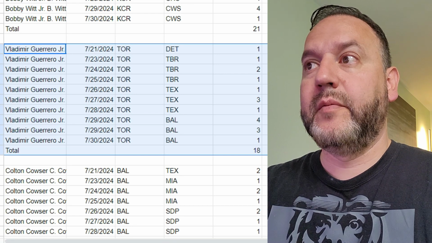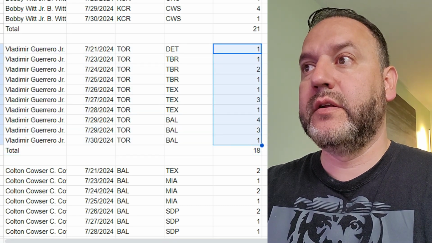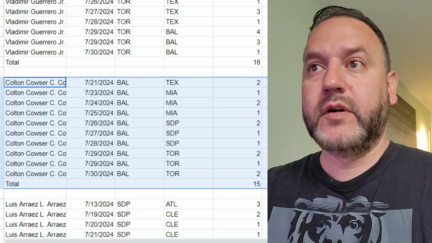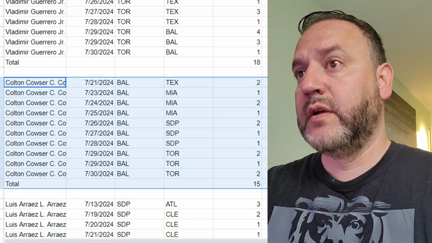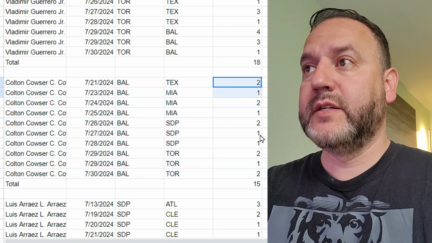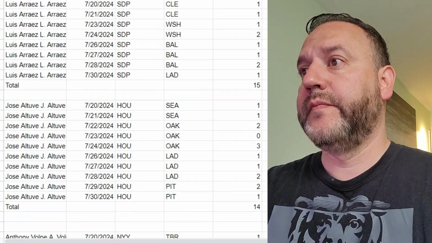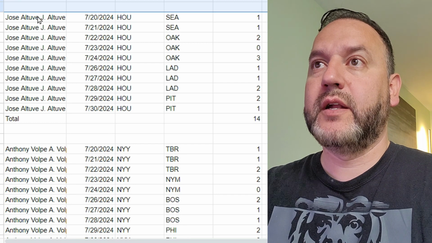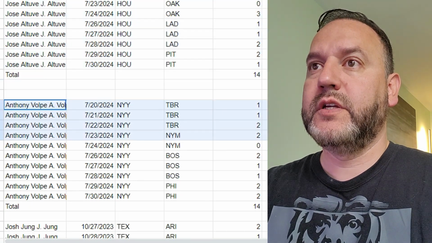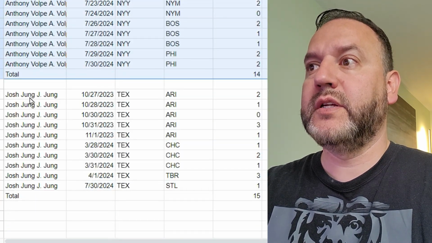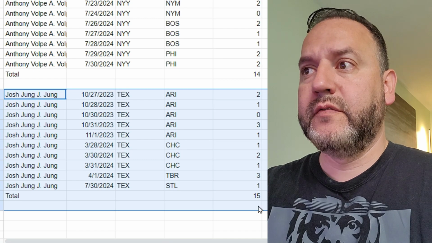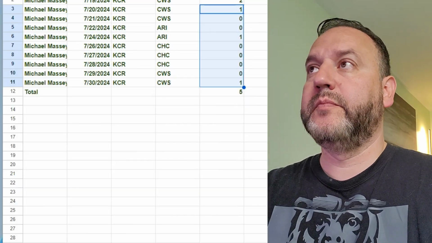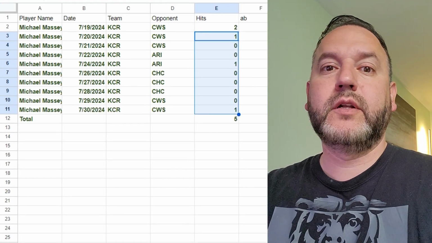So Vladimir Guerrero, same thing. Very solid. 18 hits in the last 10 games. Again, this guy, I never even heard of him before today. Colton Cowser, 15 hits total. I'm just going to give you the names. Check this out. 15 hits for Luis Arraez, Jose Altuve, 14 hits, Anthony Volpe, 14 hits, Josh Jung, 15 hits. So, like I said, all these scrapers give me very solid information very quickly.